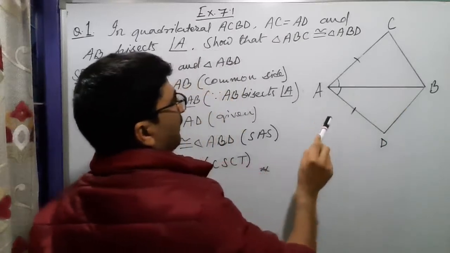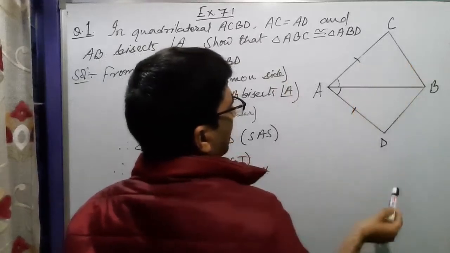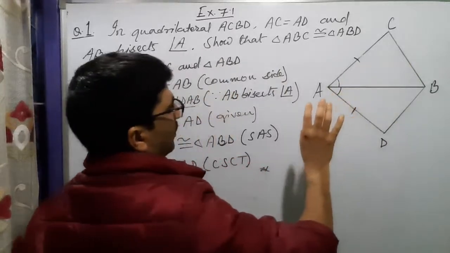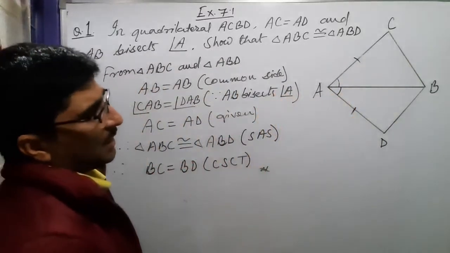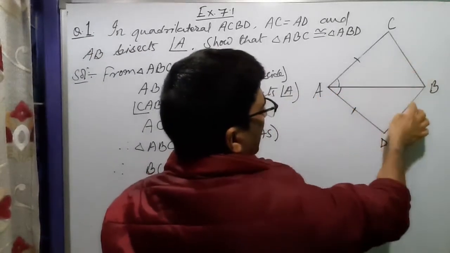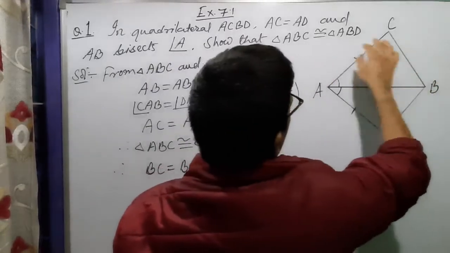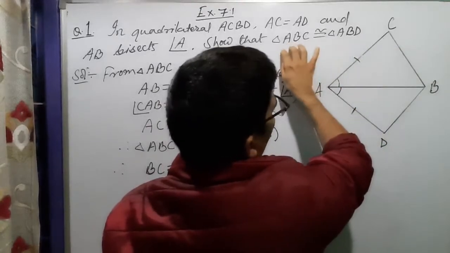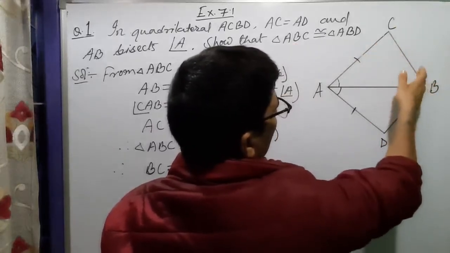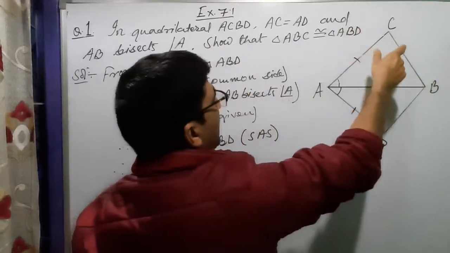Now we have to prove that these two triangles, triangle ABC and triangle ABD, are congruent. One more question is asked at the end: what can you say about BC and BD? After this proof, we can write BC equal to BD because they are corresponding sides of congruent triangles. So because of CSCT, these two will be equal.